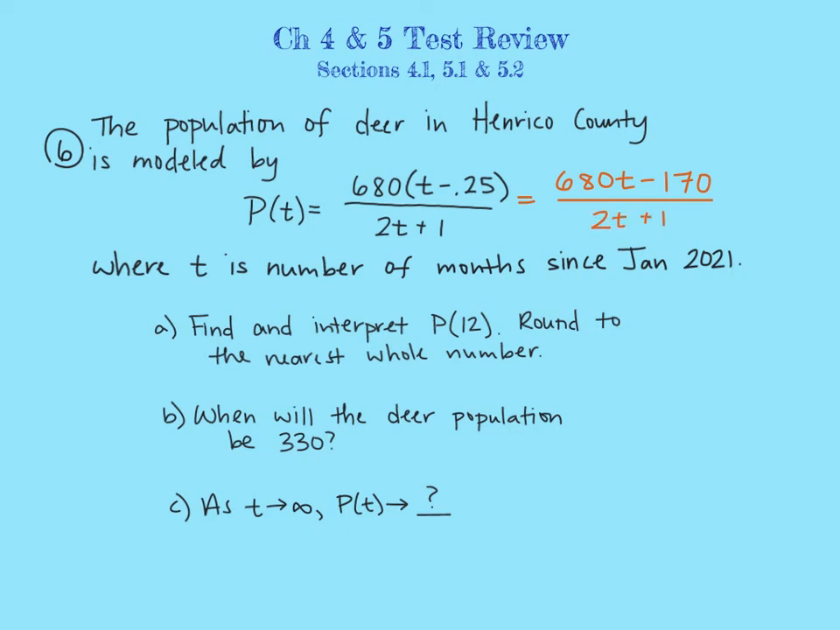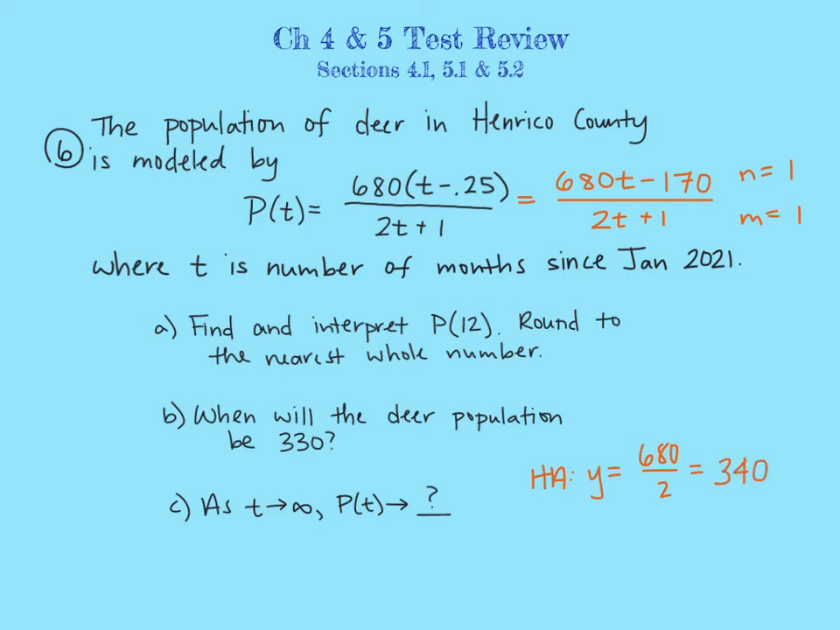So our rules for horizontal asymptote are to find n and m, the degree of both the numerator and the denominator respectively. They're both 1. Since our degrees of top and bottom are equal, we take the ratio of the leading coefficients to find our horizontal asymptote. Our horizontal asymptote is 680 over 2, and 680 divided by 2 is 340.